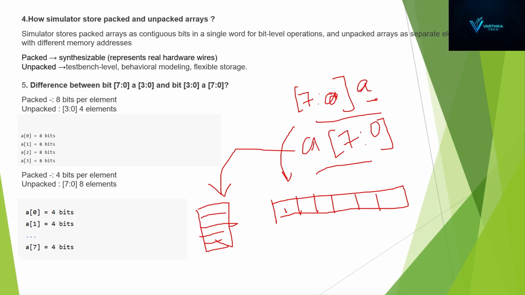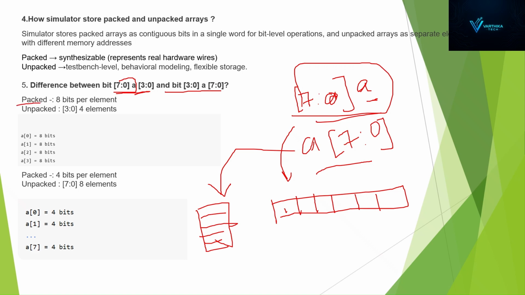Mostly we will be using the unpacked arrays in memories. For memory representation we will be using the unpacked arrays. For signal representation we will be using mostly packed arrays only. And here another question is the difference between bit [7:0] a[3:0], and bit [3:0] a[7:0]. So this is a packed array, and this is an unpacked array.